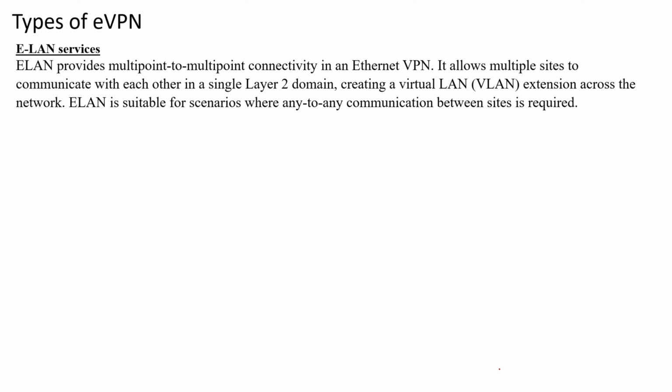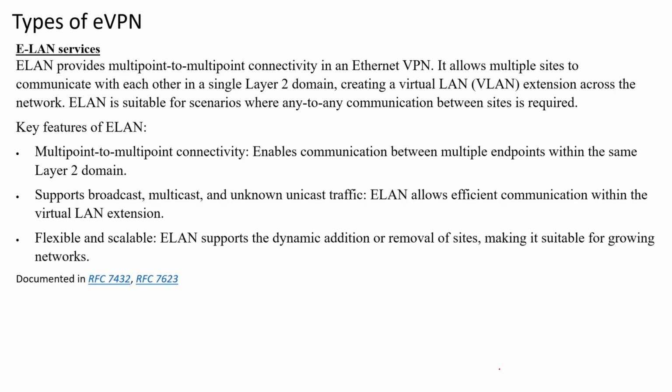Next one is the E-LAN service. E-LAN is multipoint to multipoint in nature. So you can say it is a single broadcast layer 2 domain, and all devices are connected to each other, communicating bidirectionally. Generally it is used for multipoint, and it has support for broadcast, multicast, and unknown unicast. That we call BUM traffic.